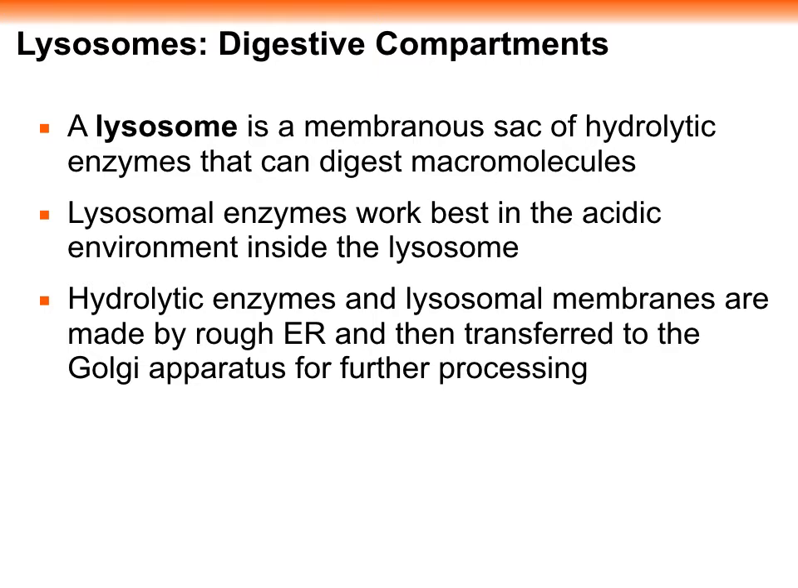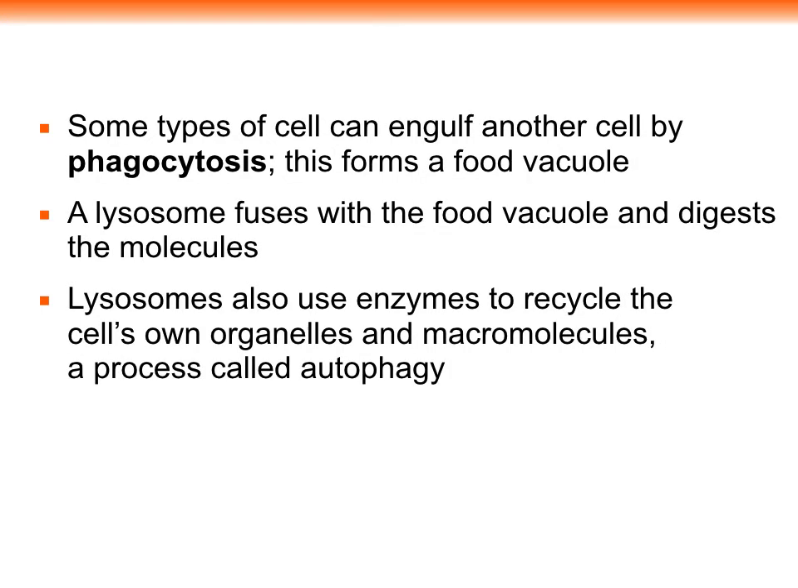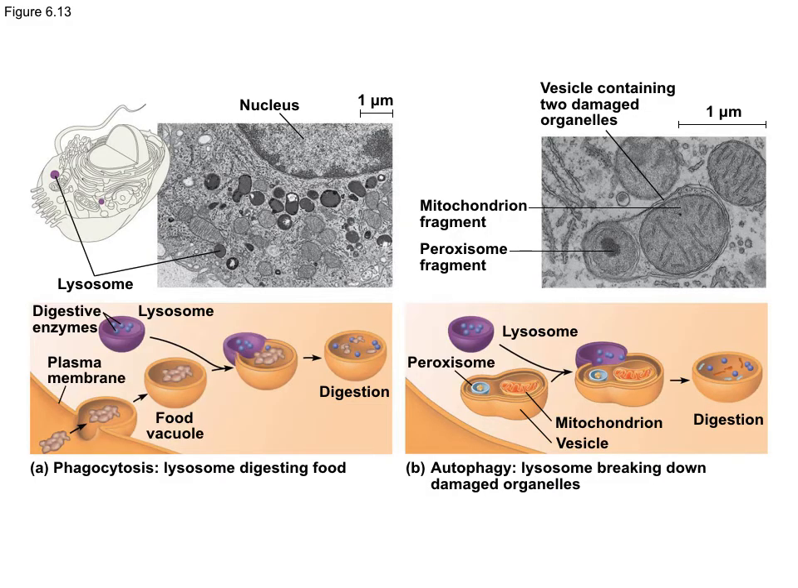Break it down, so that we can use the subunits like glucose or amino acids or phosphate and so on. There's ways to take molecules in and ways to take molecules out. If you take large molecules in, the process is called phagocytosis.